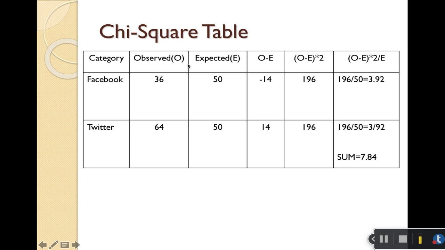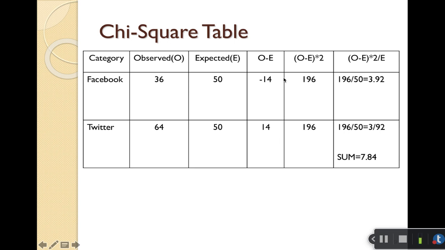The next column, we have our observed, or the data we actually measured in our sample of 100 students, the 36 versus 64. The next column over, we have our expected frequencies based on our null hypothesis, and in this case, it's that 50-50 split. Next column over, we have the observed minus the expected. You can see I just did 36 minus 50 to give me a negative 14, and similarly for the bottom row, 64 minus 50 to give me a positive 14.